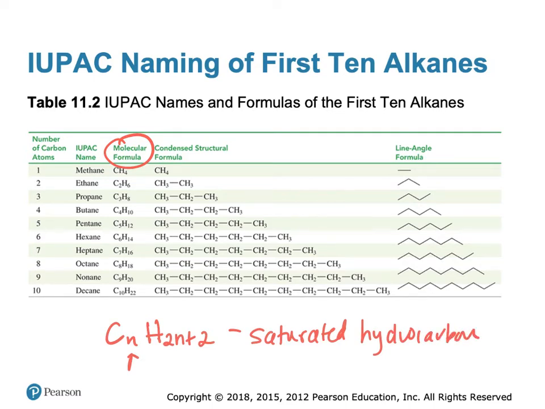Next, we have the condensed structural formula. So here you can see that the bonds only between the carbons are indicated, and you have the hydrogens directly bonded to each carbon. This third representation is called a line angle formula. And what you can see is that it is an extreme shorthand of how to represent these hydrocarbons.